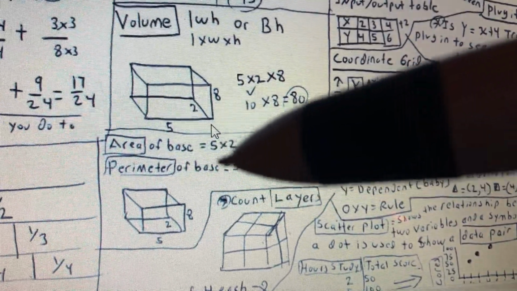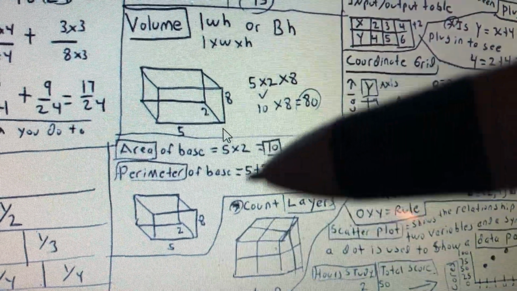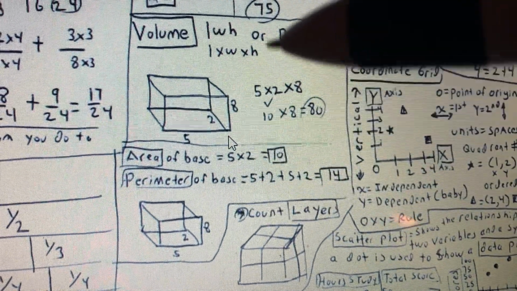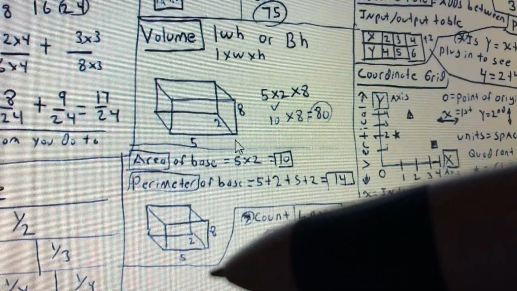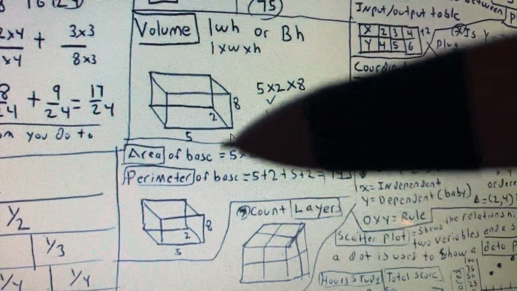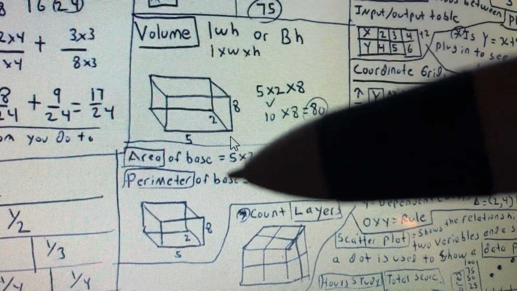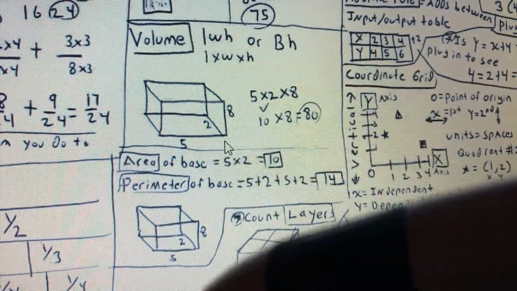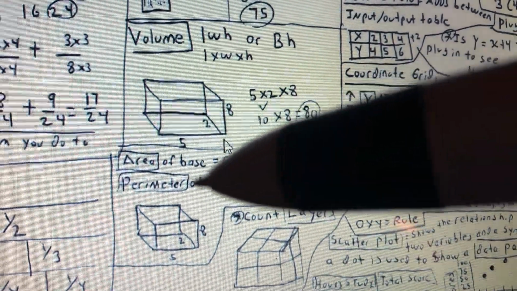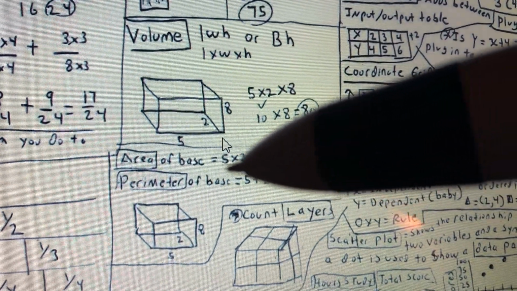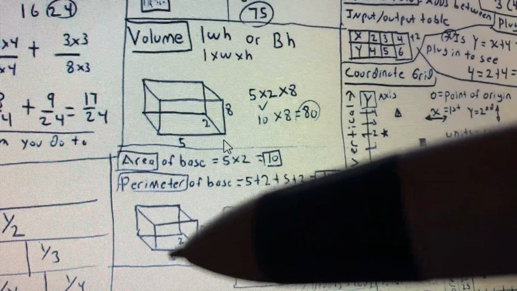Now, if you talked about the area of the base, that's the bottom. You're not talking about the height, just the base, the length and the width. Area is what? Side times side on a cube, and on a rectangular prism it's length times width. 5 times 2 is 10. Ta-da! Perimeter is add all the sides of the base. Perimeter of the base would be 5 plus 2 is 7.